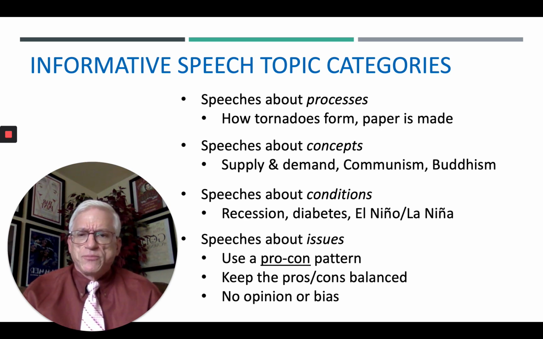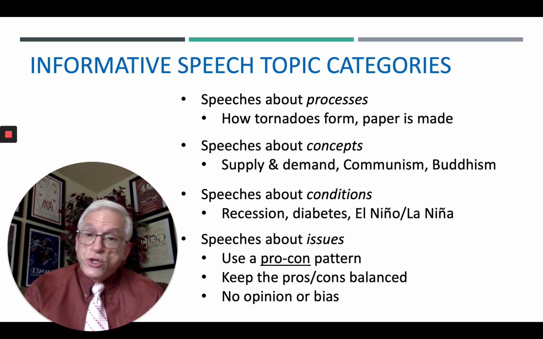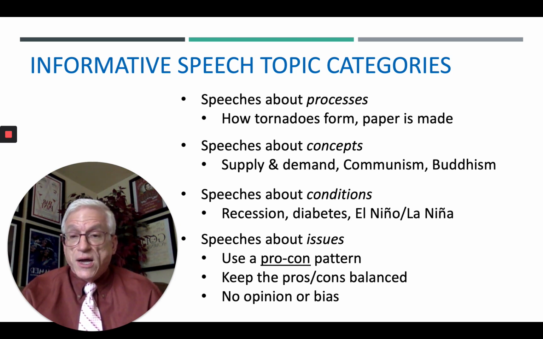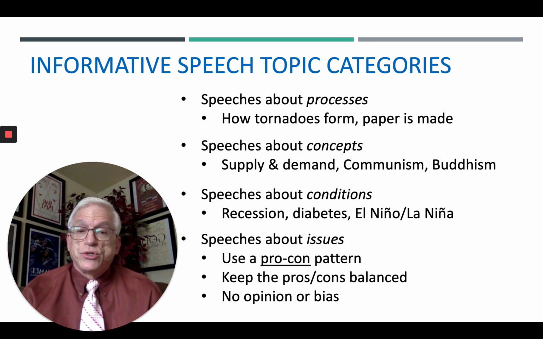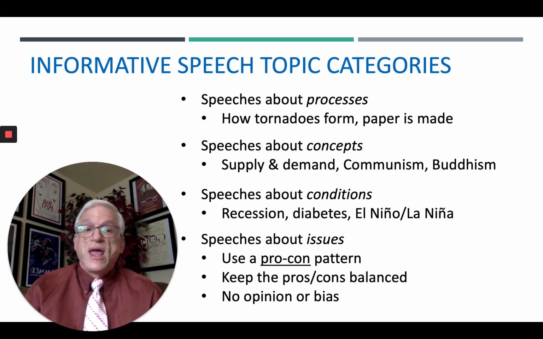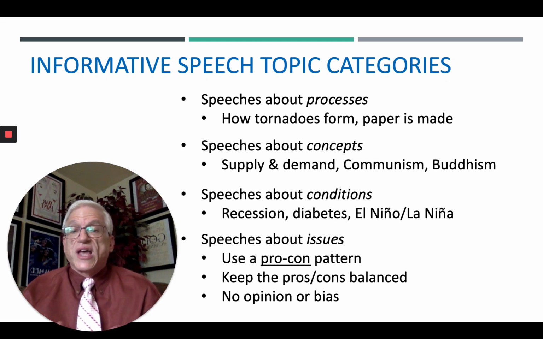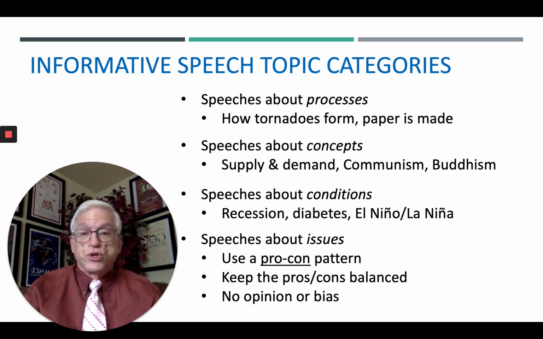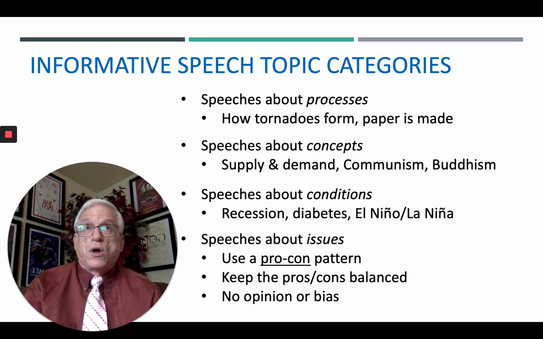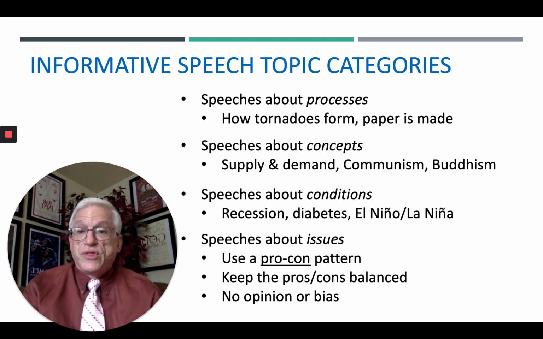A lot of times people will choose a topic and then I'll say, well, this is too persuasive. Why don't you consider using what we call a pro-con pattern? What this allows you to do is to take a controversial issue and offer both pros and cons about the issue. So you're educating the audience about the issue, but you're not taking a side. For example, if I wanted to do a speech on rebuilding the I-5 bridge.